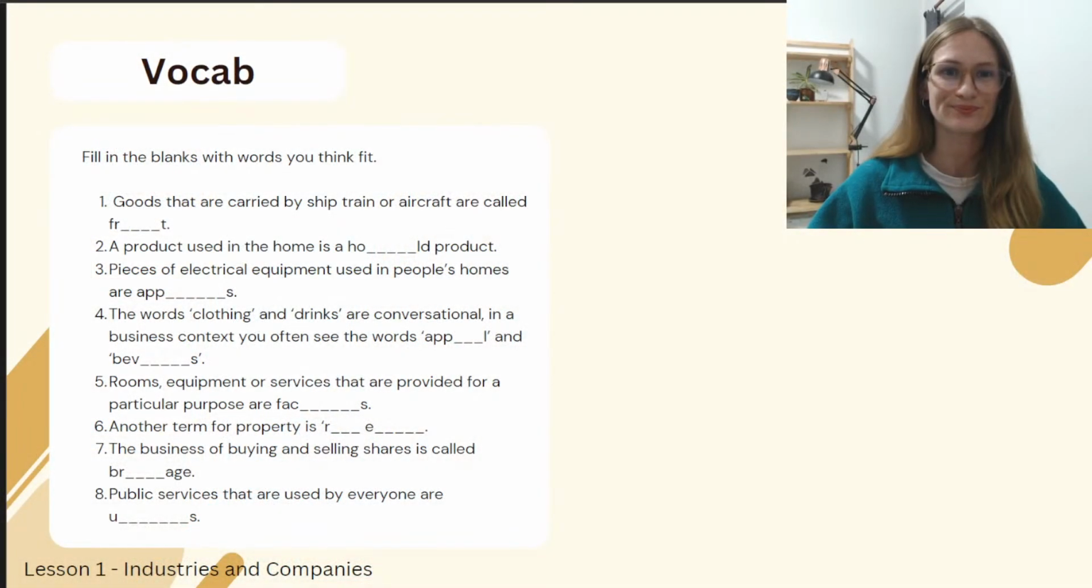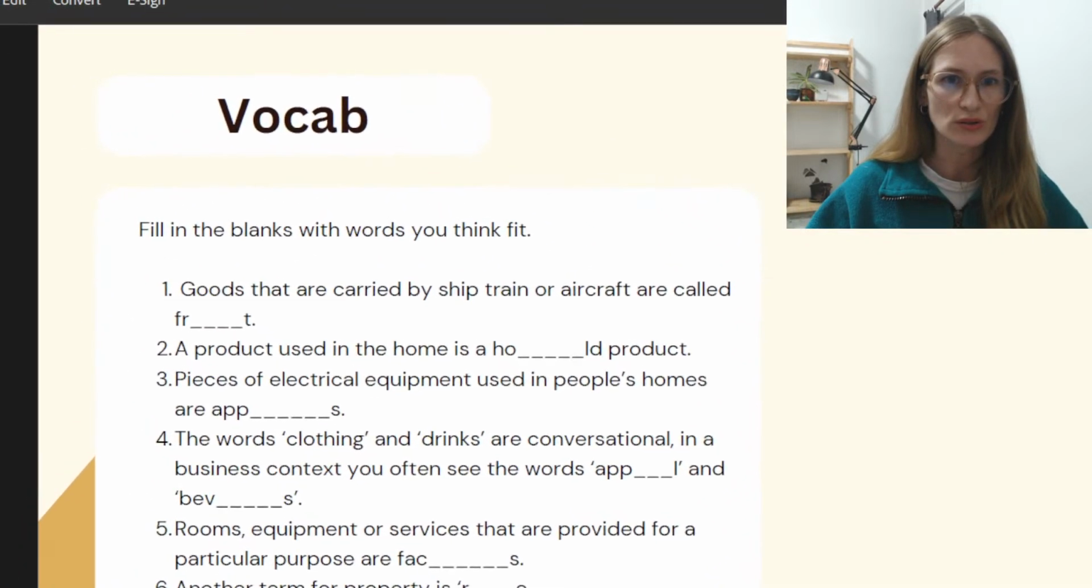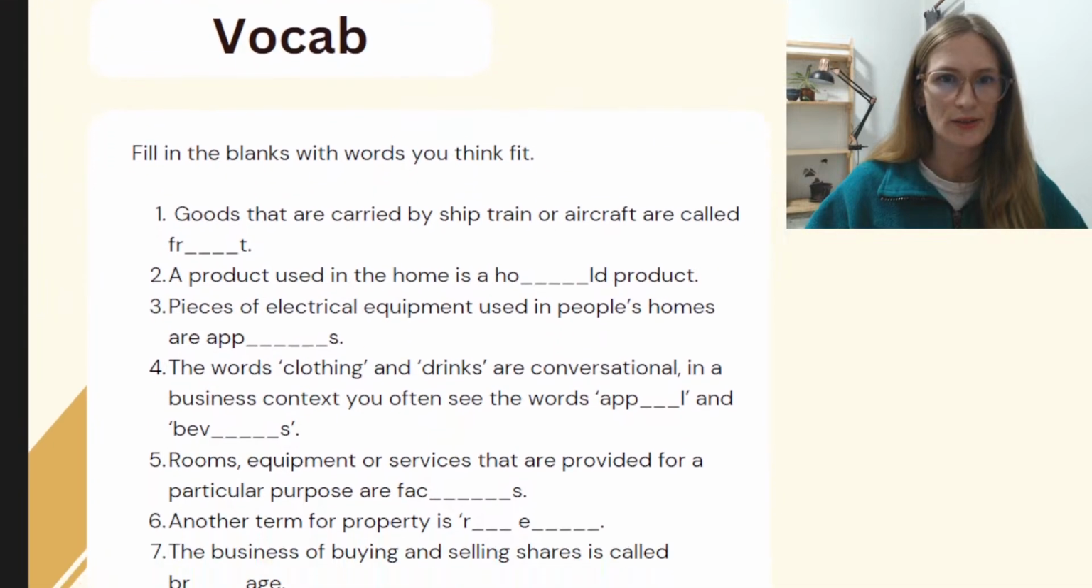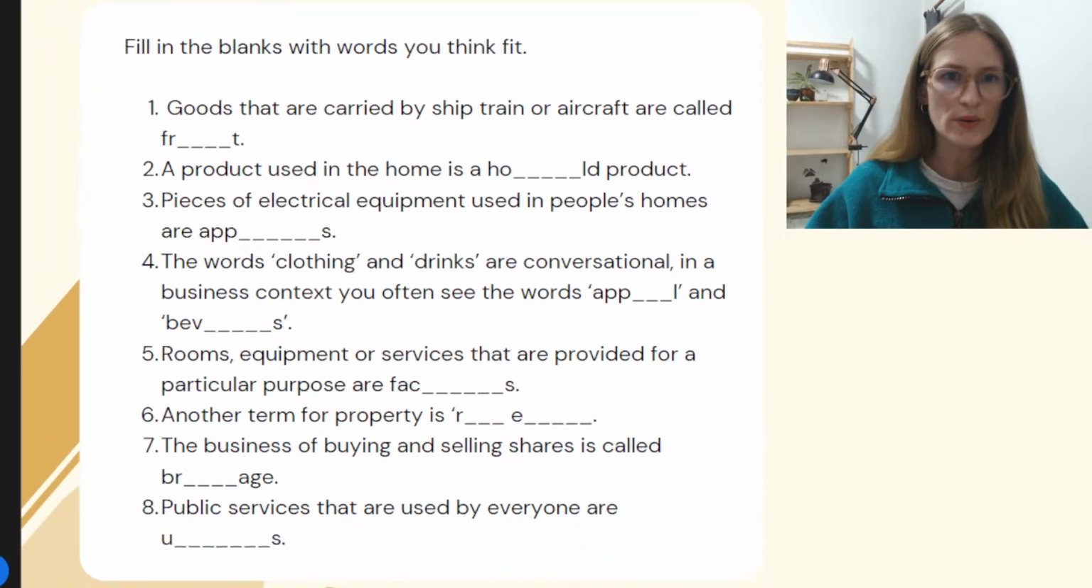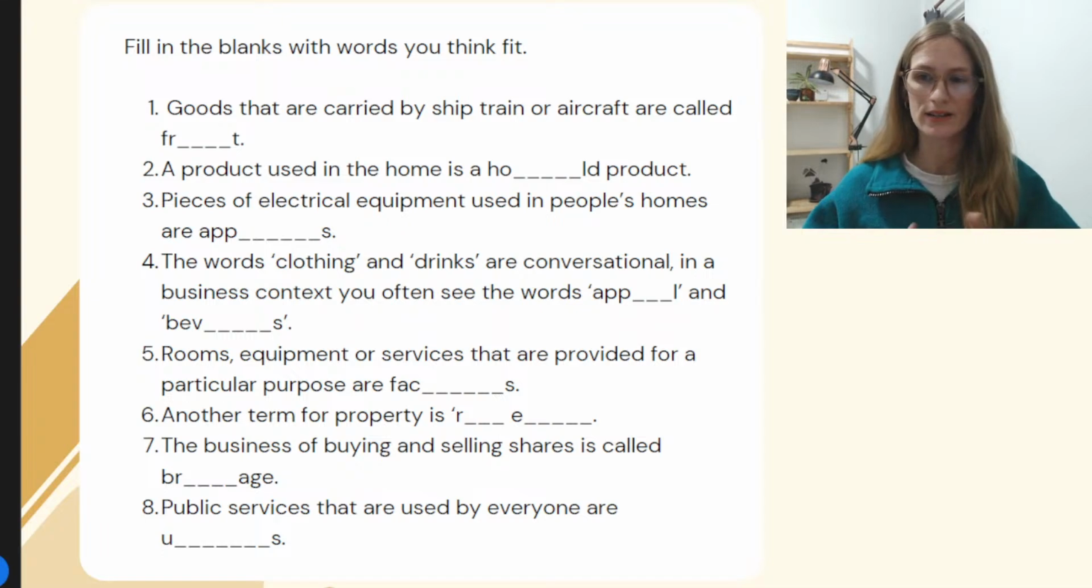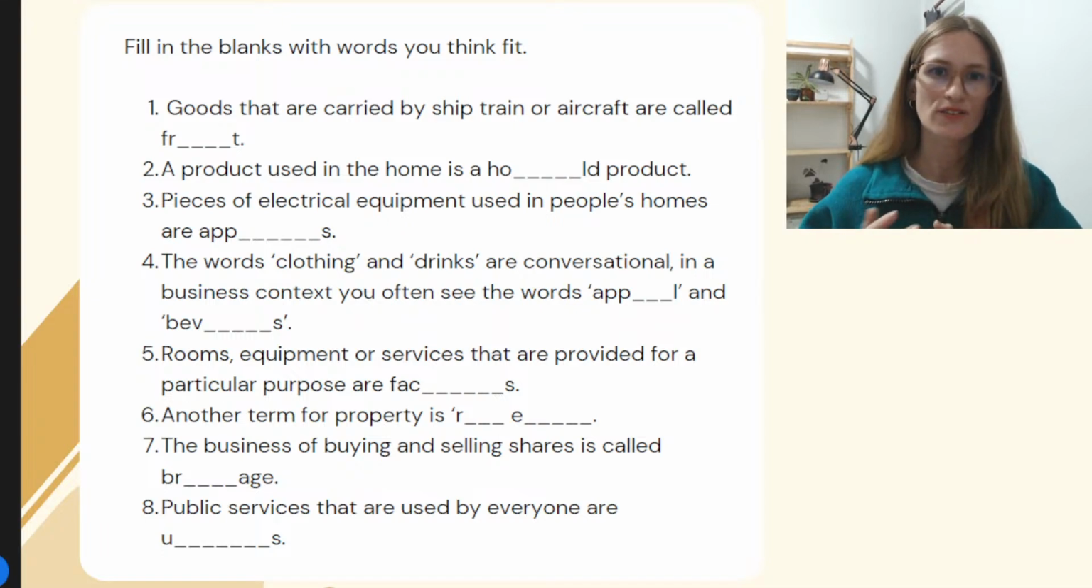So let's start then today, shall we? Oh, I'm going to make this a bit bigger for you because that is very small and not so clear. So first we're going to look at some vocabulary. So fill in the blanks with words that you think fit. And bear in mind, this is business English and these are vocabularies related to business English.